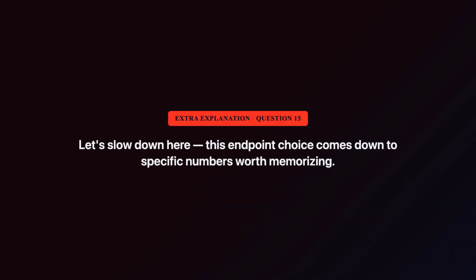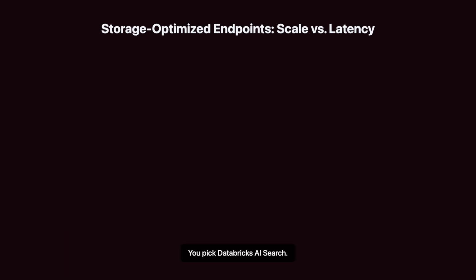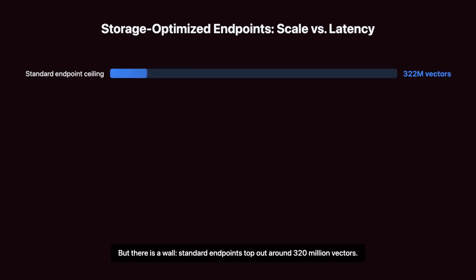Let's slow down here. This endpoint choice comes down to specific numbers worth memorizing. Imagine you work at a global publisher and need to search 2.5 billion paragraph chunks by meaning, not keyword. You pick Databricks AI Search, but there is a wall. Standard endpoints top out around 320 million vectors. Your corpus is almost 8 times that size.